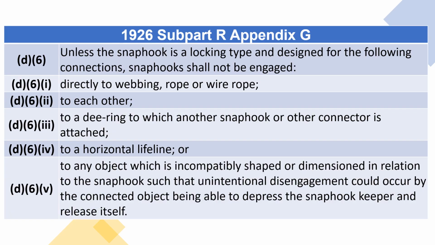D6. Unless the snap hook is a locking type and designed for the following connections, snap hooks shall not be engaged: D6(i) through D6(v), directly to webbing, rope or wire rope; to each other; to a D-ring to which another snap hook or other connector is attached; to a horizontal lifeline; or to any object which is incompatibly shaped or dimensioned in relation to the snap hook such that unintentional disengagement could occur by the connected object being able to depress the snap hook keeper and release itself.